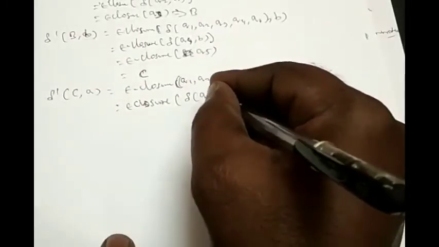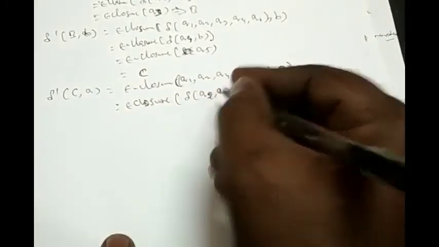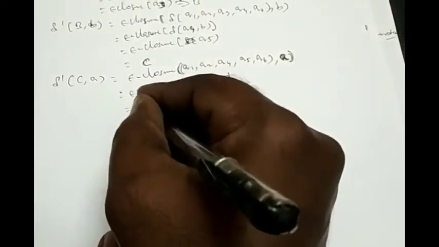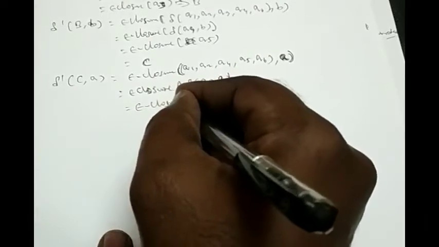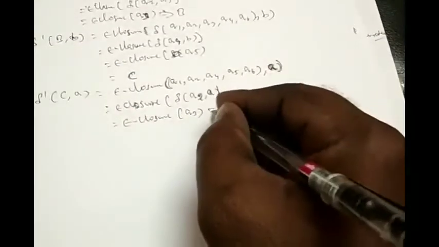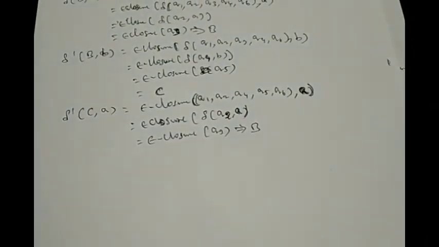So it is actually a first. Now where can I apply a here? I can apply a in Q2, isn't it? It goes to Q3. So I use Q2 comma a, which again goes to Q3. So epsilon closure of Q3. What is the answer? You are already getting the same answer: epsilon closure of Q3 gives the answer called b.